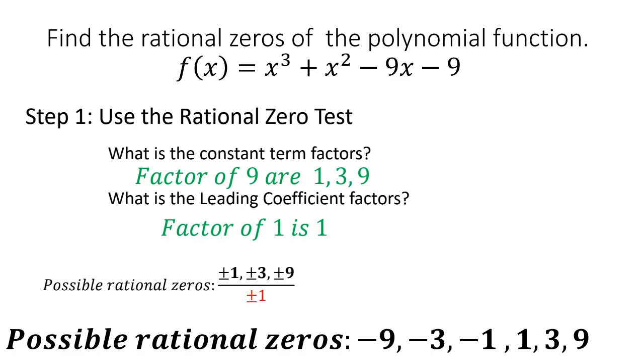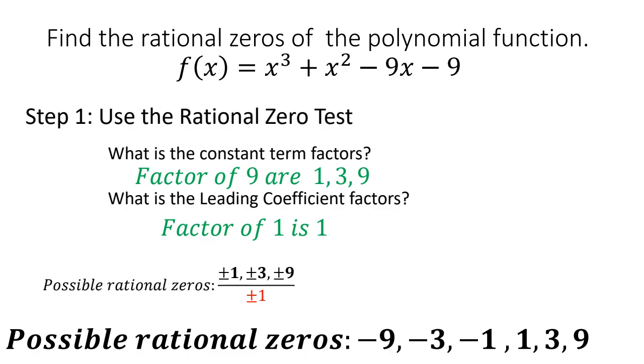So to find the possible zeros using the rational zero test, I'm going to look at positive 1 and negative 1. I'm going to look at positive 3, negative 3. I'm looking at positive 9 and negative 9. And then I'm going to look at the factors for the leading coefficient, so the positive 1 and negative 1. And to find my zeros, I'm going to divide these numbers. And when I do this, I get these are my possible zeros.